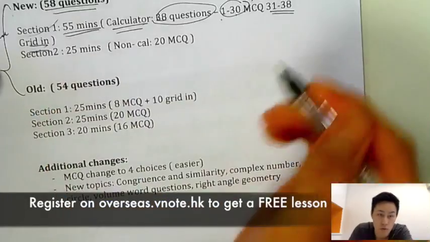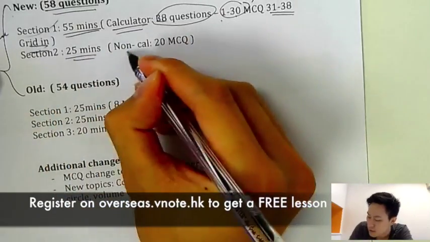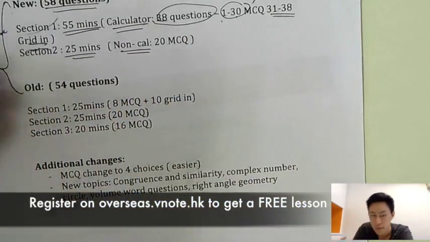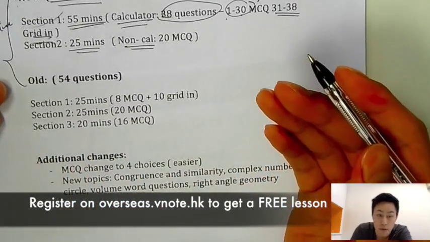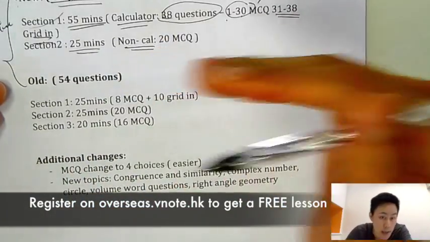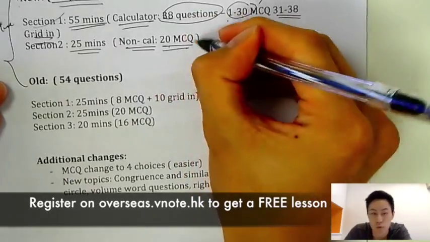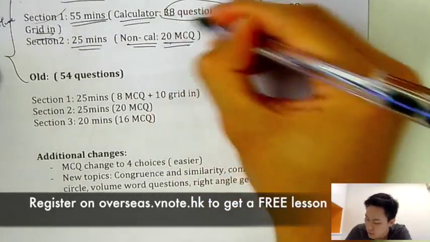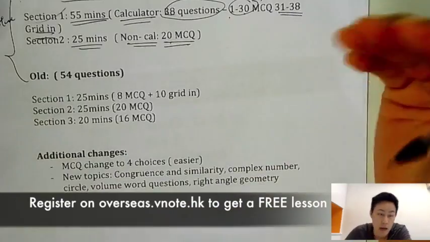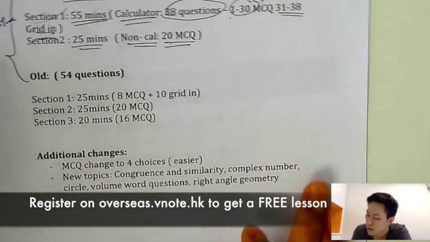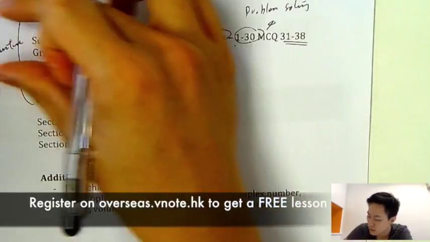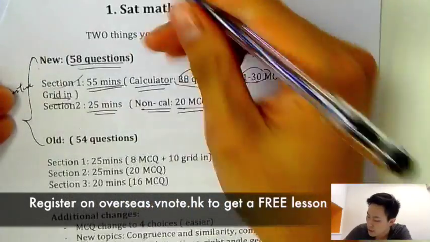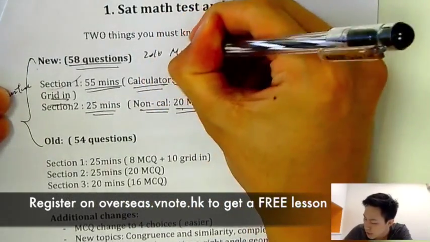Section 2 is 25 minutes and is a non-calculator paper. When I say non-cal, it means you're not allowed to use your calculator. You have to calculate everything by hand. There will be in total 20 MCQs, so you have to do it very fast because you cannot use the calculator to check the answer. That's the new syllabus, and it will start in March 2016.